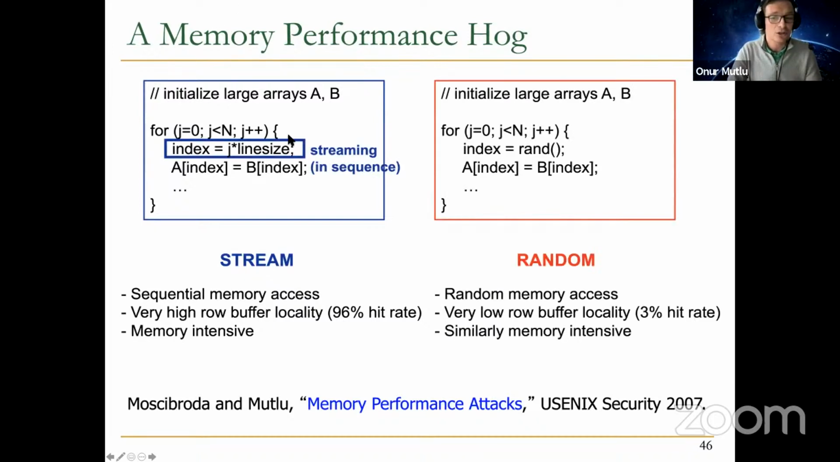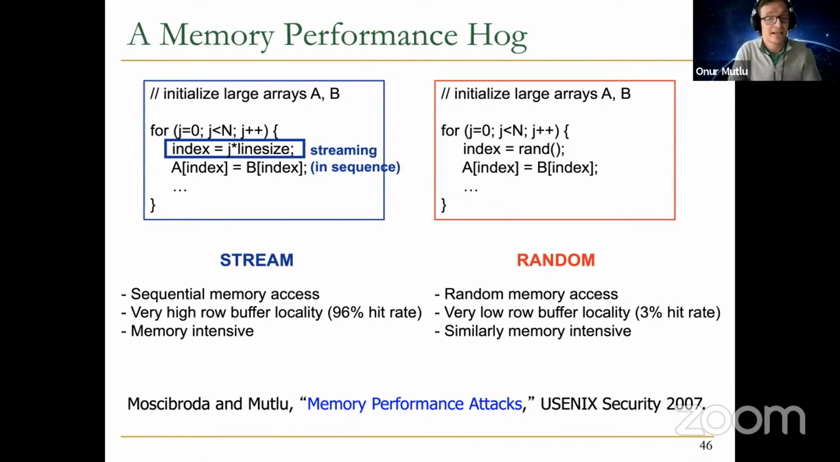To control for this, we created the exact same application, except this goes through the memory randomly. So here you get a lot of row buffer hits because you're sequencing through a row, accessing consecutive columns in a row. Whereas here you get a row buffer conflict at almost every access, because you're jumping into random places in your memory space.